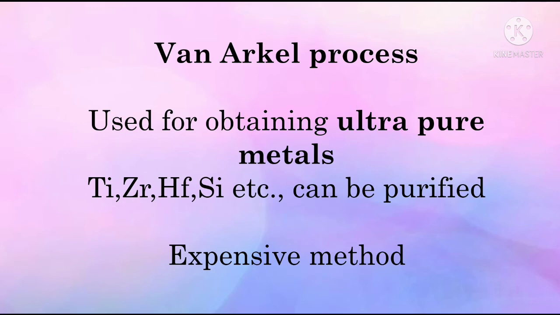சரிங்களா? அடுத்தது என்னன்னா say Van Arkel process. இந்த Van Arkel processல வந்து மெயினாக நம்ம வந்து we are purifying some metals such as titanium, zirconium, hafnium, silicon, etc. So these metals can be purified by Van Arkel process. Generally, this method is used for obtaining ultra pure metals. ரொம்ப ரொம்ப உங்களுக்கு வந்து 100% pure purity வேணும்னா you can go for this Van Arkel process. Here, say, let us consider titanium as an example.